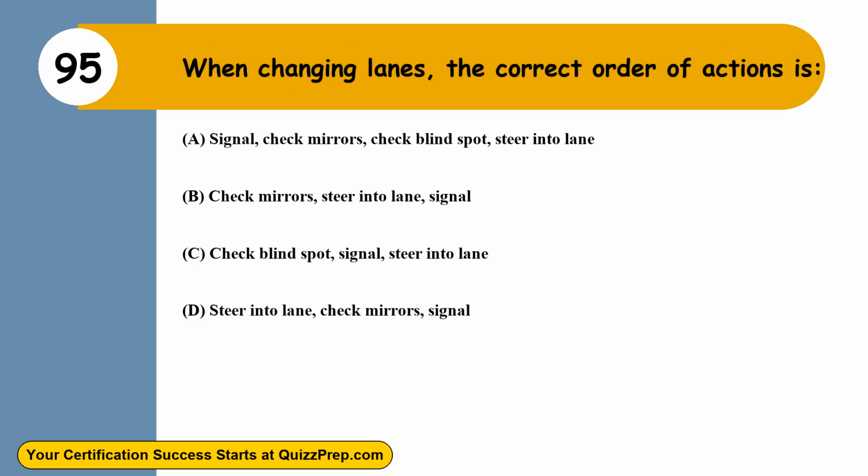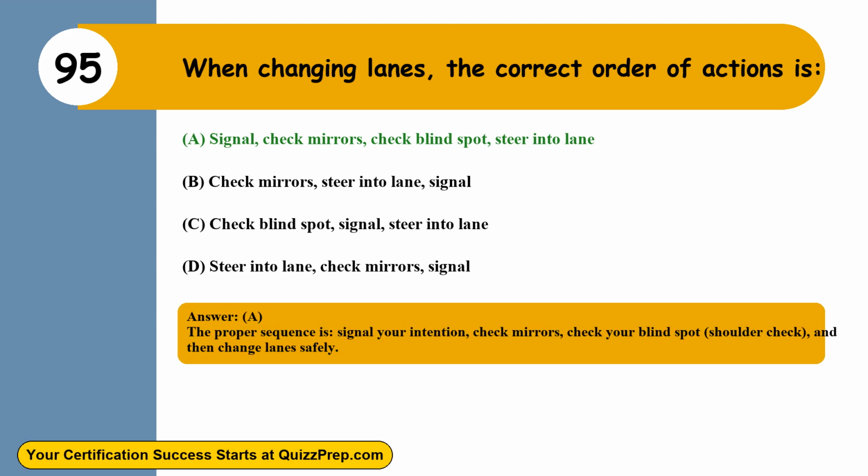Question 95. When changing lanes, the correct order of actions is: Option A, signal, check mirrors, check blind spot, steer into lane. Option B, check mirrors, steer into lane, signal. Option C, check blind spot, signal, steer into lane. Option D, steer into lane, check mirrors, signal. The correct answer is option A. Signal, check mirrors, check blind spot, steer into lane. The proper sequence is signal your intention, check mirrors, check your blind spot, shoulder check, and then change lanes safely.